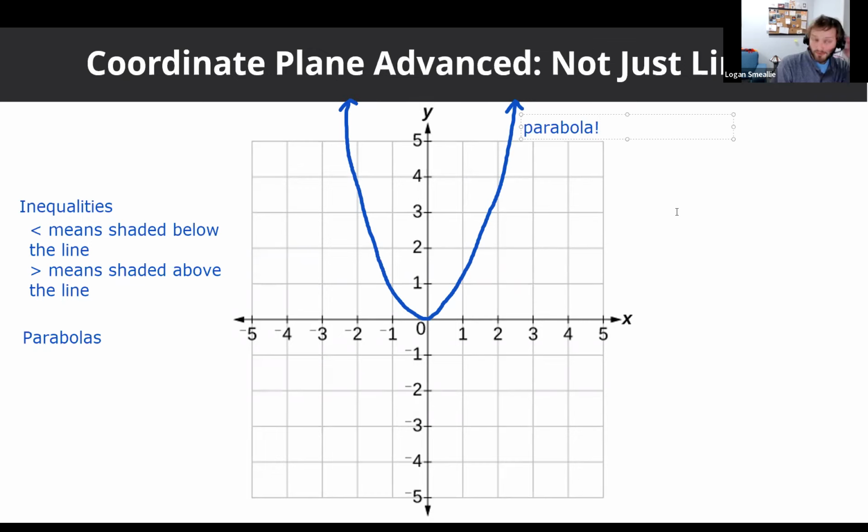Now, parabolas happen for a specific reason. They happen when you have x squared. So in fact, this one I just drew is the parabola approximately for y equals x squared.